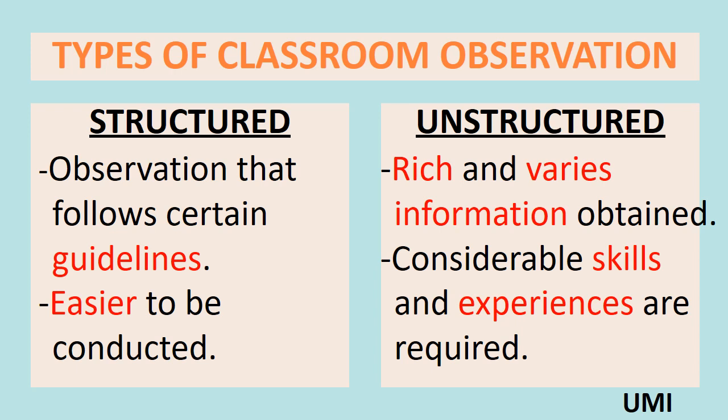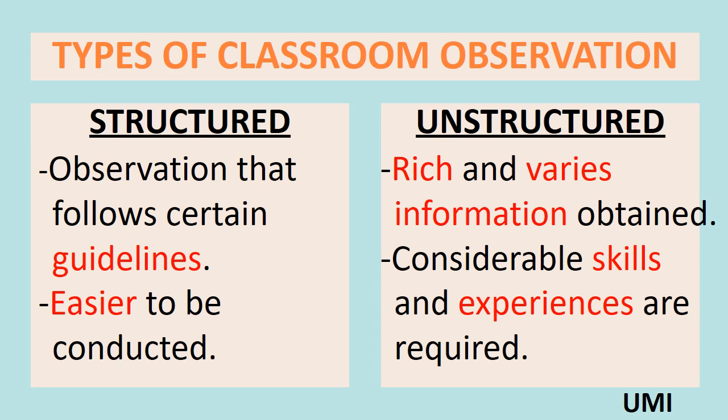The last one is unstructured observation. Different from structured observation, unstructured observation is also known as open observation, because it enables a rich variety of information to be obtained. There is no restriction to only observe one specific interest, but the researcher can also monitor all aspects of interest that are related to a problem.